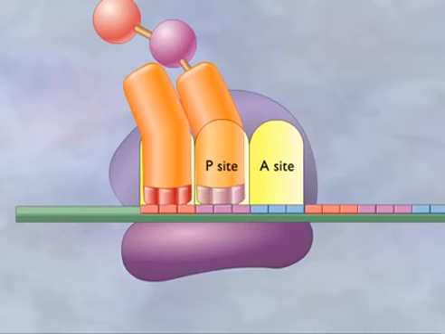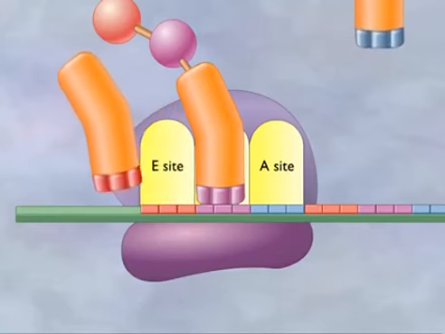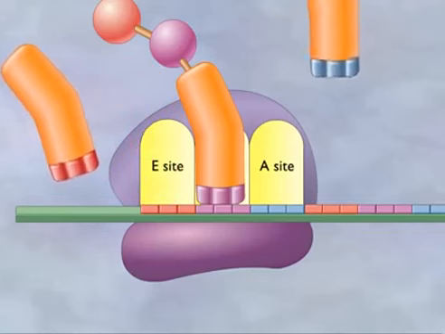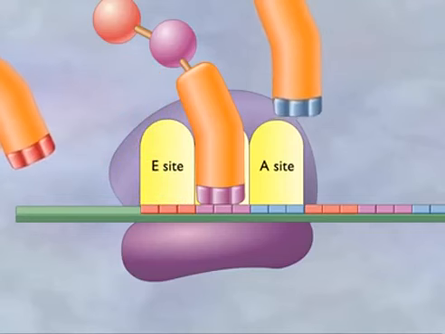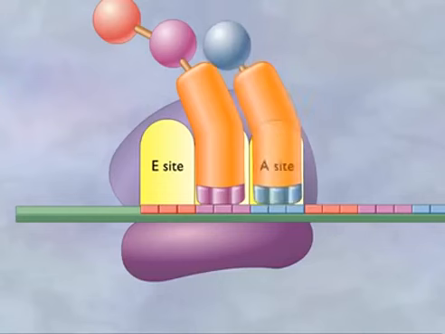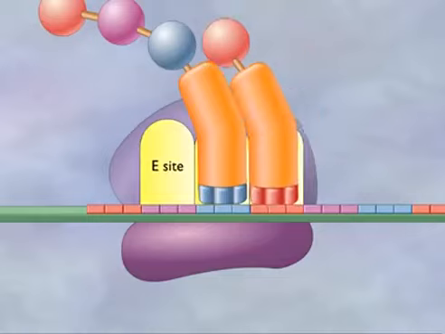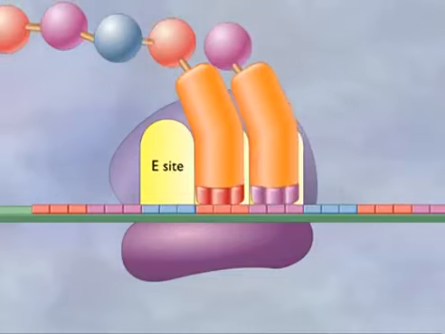At the same time, a new codon is presented at the A site. The initiating transfer RNA, which now no longer carries an amino acid, leaves the E site, and the next transfer RNA with a complementary anticodon enters the A site. Each time a new codon sequence moves into the A site, a new transfer RNA brings in an amino acid.